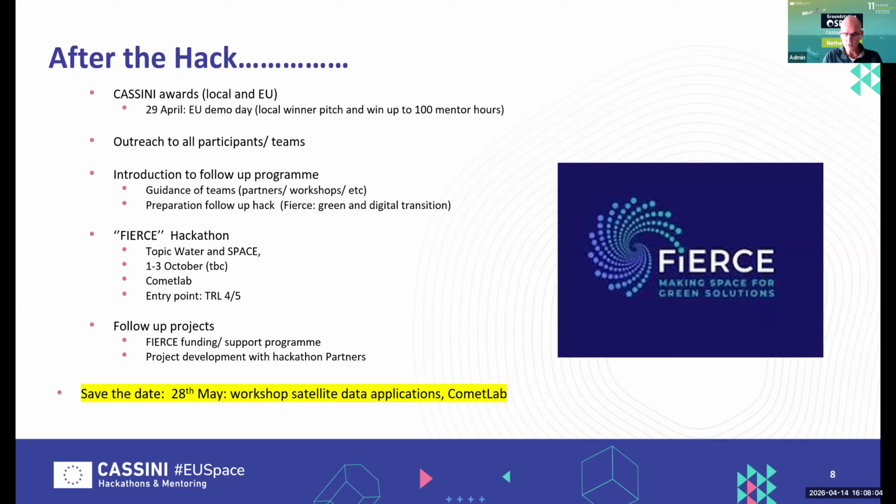Of course, we have some rewards if you win the local competition. After the hackathon, we will do outreach to all the participants to tell them more about the follow-up program which we have in mind. Because on the 1st to the 3rd of October, we will organize a second hackathon regarding the domain space technology and water. And then we focus a bit more on higher tier levels like 4 or 5.